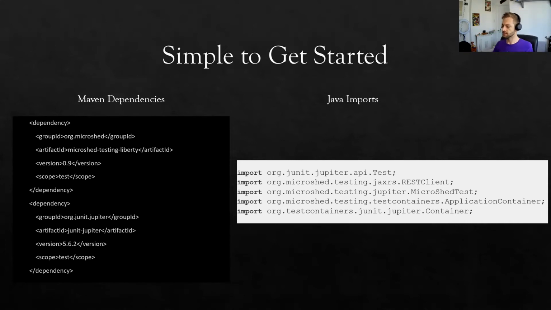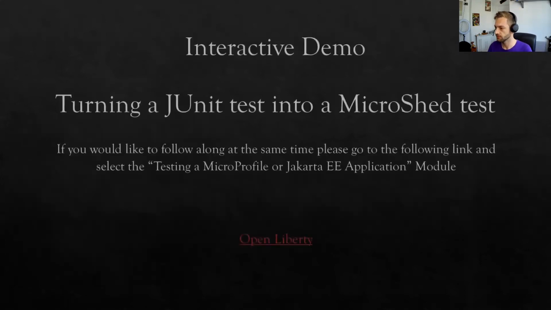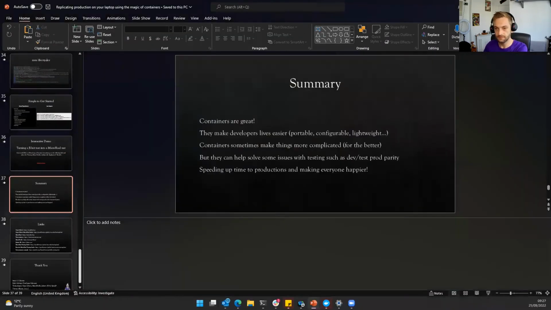So let me try it now and take you through turning a normal JUnit test into a MicroShed test. You can follow along. I'm going to be running with a guide that we have on the OpenLiberty site.